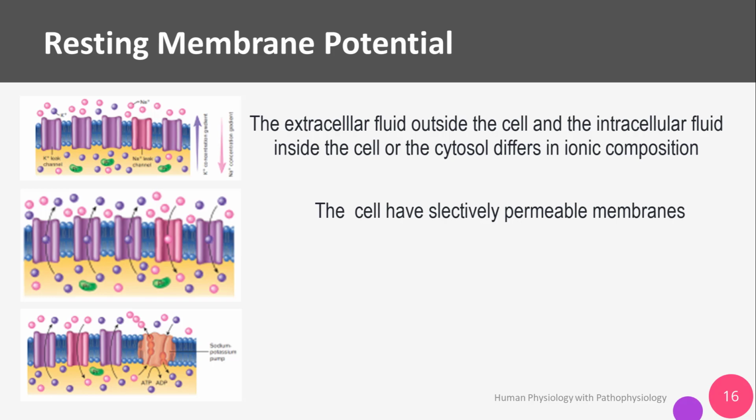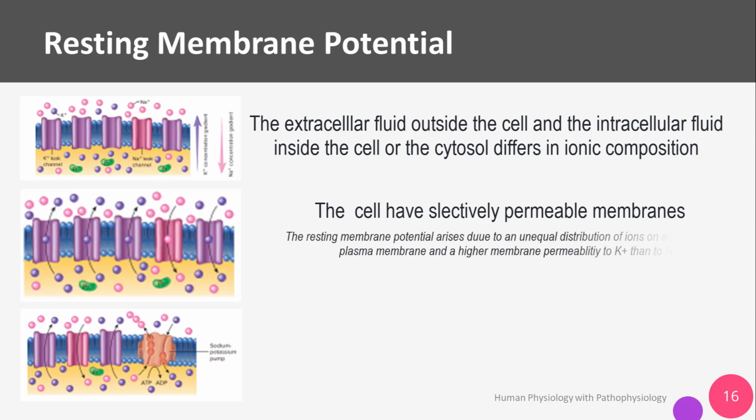For example, it is easier for potassium to diffuse out of the cell through a potassium leak channel than it is for sodium to enter the cell through a sodium leak channel. Additionally, negatively charged proteins inside the cell are too large to cross the membrane. As a result, the membrane's inner surface has an excess of negative charges with respect to the outer surface.